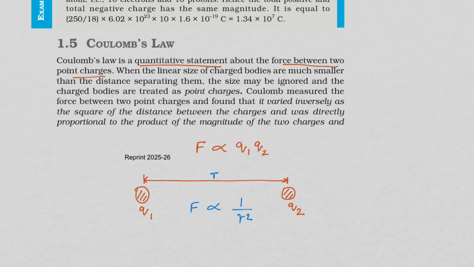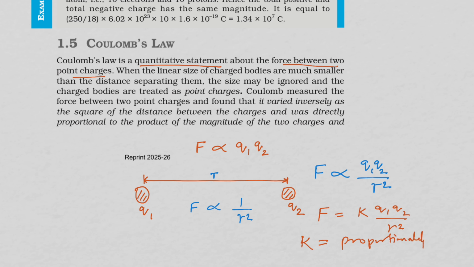Combining these two, we can simply say that F is proportional to the product of the charges and inversely proportional to the square of the distance between them. And thus we can write F is equal to k Q1 Q2 upon r square, where k is the proportionality constant. This is the scalar form of Coulomb's law.